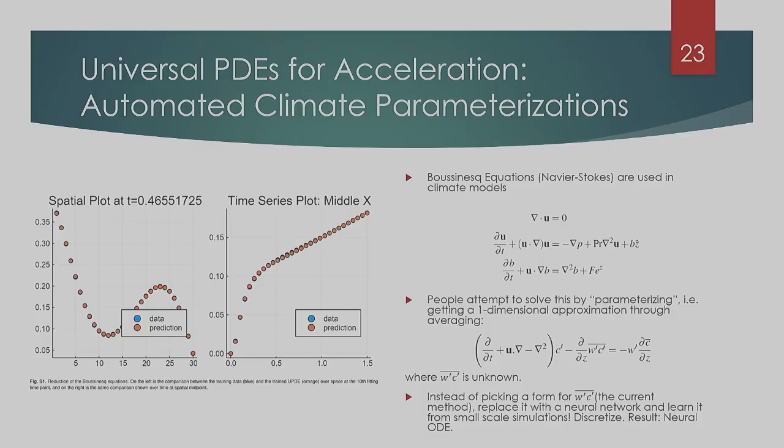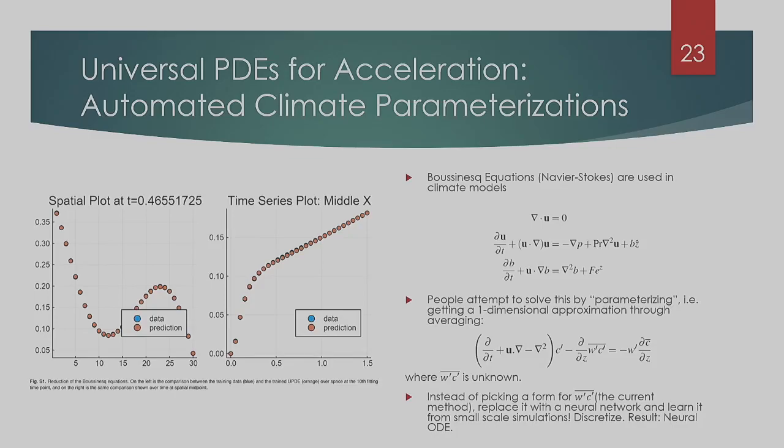Right, so one of these examples is universal partial differential equations for accelerating climate parameterizations. So what's going on here? Well, inside of these climate models, a lot of what goes on is they're trying to simulate these Poisson-Hess equations. It's a form of Navier-Stokes. But if you're actually trying to do this at a global scale in every single voxel, you would just never have a climate simulation that finishes.